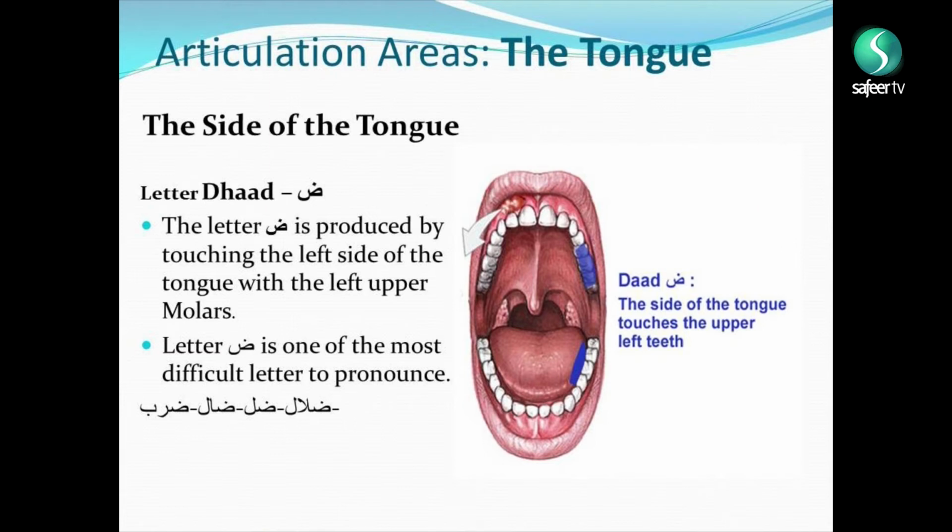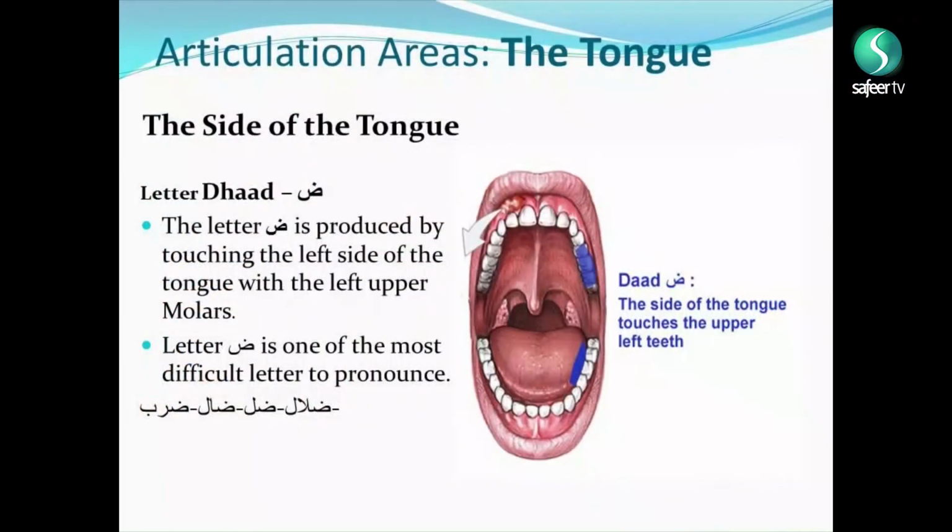For the letter Dad, as you see, we use the molars. The side of the tongue touches the upper left teeth, or left molars, we say. Dear viewers, if you can see my hand here, I will show you. If we divide the tongue in three parts, 1, 2, and 3, we use the third part in the back, specifically the left. Of course, we can use the right side as well, but we use the left side and we connect that part to the left upper molars.